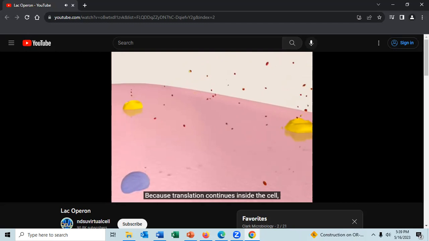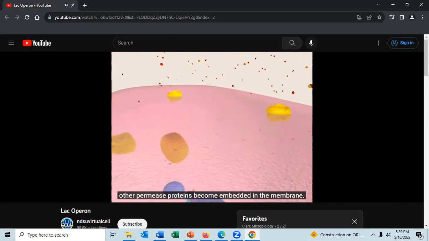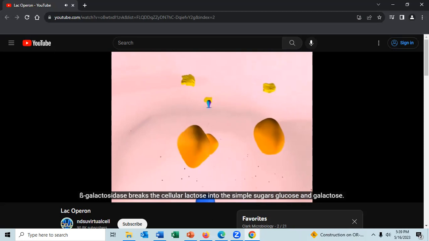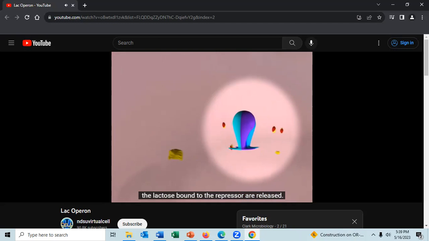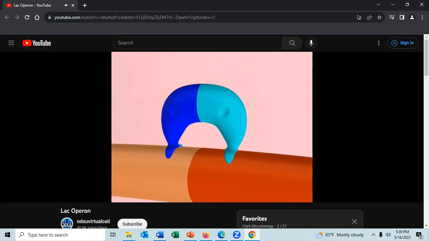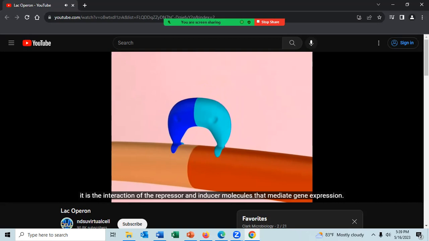Because translation continues inside the cell, other permease proteins become embedded in the membrane. This further increases the rate at which lactose enters the cell. Beta-galactosidase breaks the cellular lactose into the simple sugars glucose and galactose. Once its concentration is greatly reduced, the lactose bound to the repressor is released. At this point, the repressor again binds to the controlling region and gene expression is halted. For all inducible systems like the lac operon, it is the interaction of the repressor and inducer molecules that mediates gene expression.